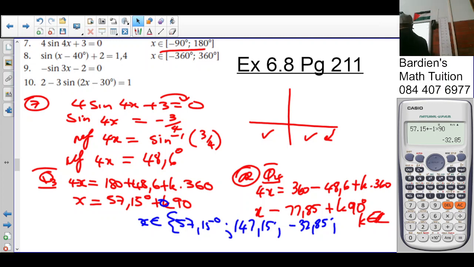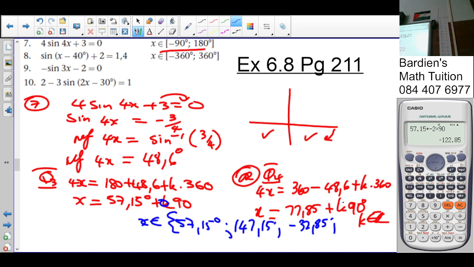Let's put minus 2 in. Negative 122,85. That will be outside. Not so? So let's do the other branch.